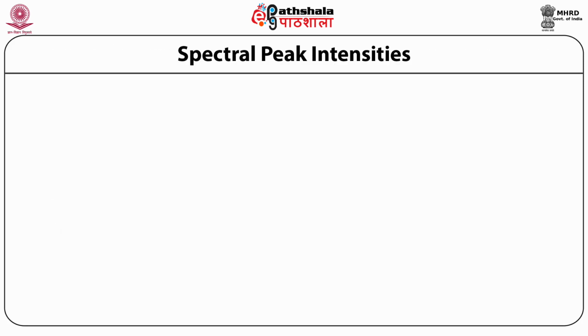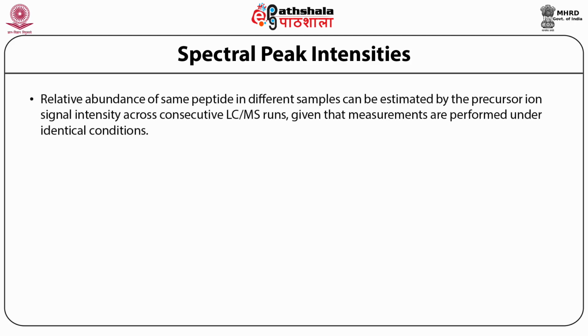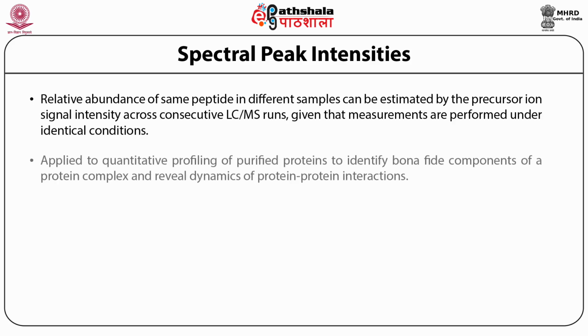Spectral peak intensity is another label-free technique for quantification. Relative abundance of the same peptide in different samples can be estimated by the precursor ion signal intensity across consecutive LC-MS runs, given that measurements are performed under identical conditions. It is applied to quantitative profiling of purified proteins to identify bona fide components of a protein complex and reveal dynamics of protein-protein interactions.